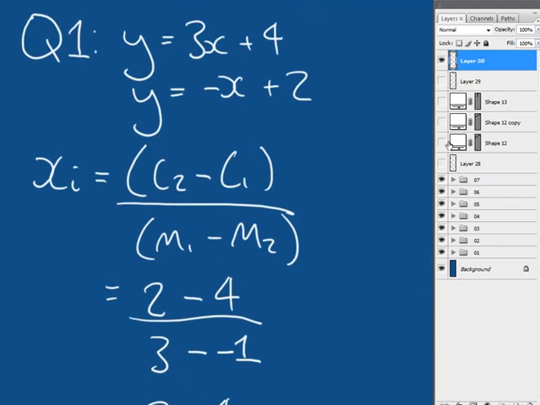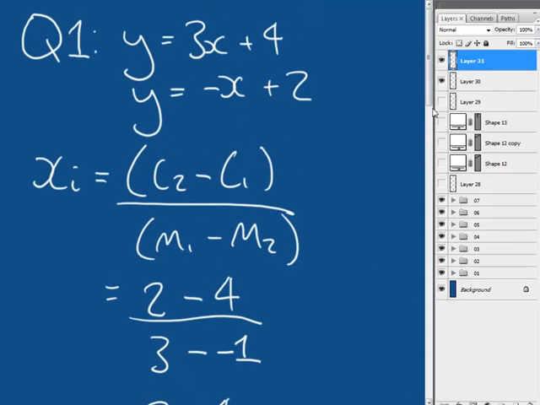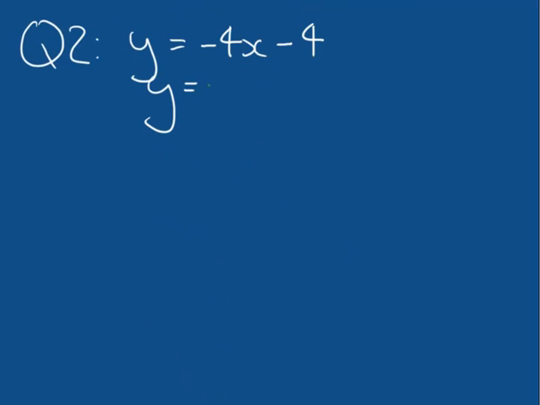Let's move on to another question. So I'm going to bring up a new layer. Fantastic. So question 2, again, I'd like you to use the equation to find the intersection point between two lines. In this case, the two lines are y is equal to minus 4x minus 4, and the second line is y is equal to 4x plus 8. So go ahead and pause the video, give this an attempt, and when we come back, I am going to work through the solution on the whiteboard.